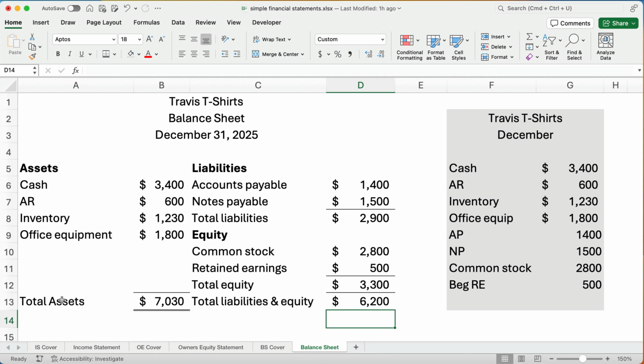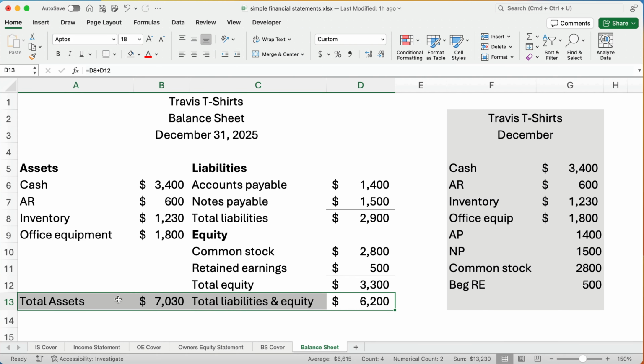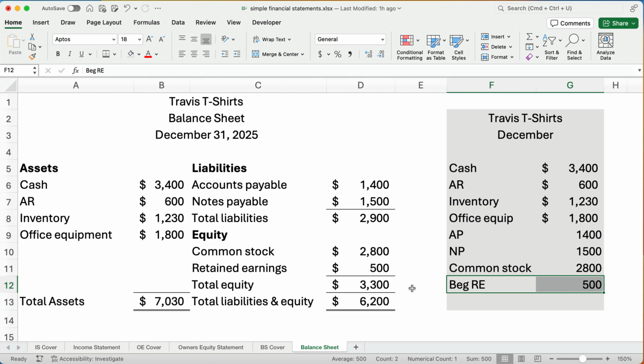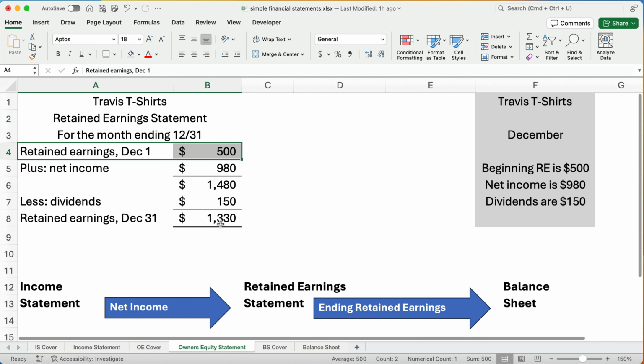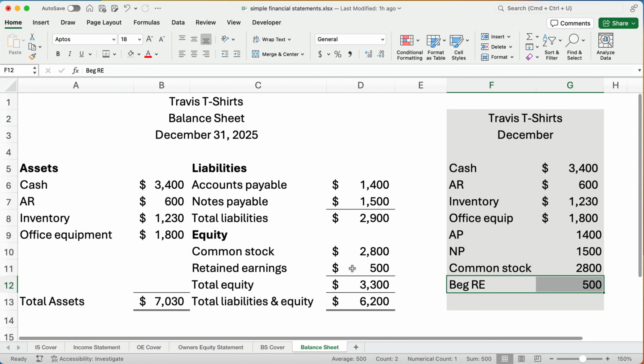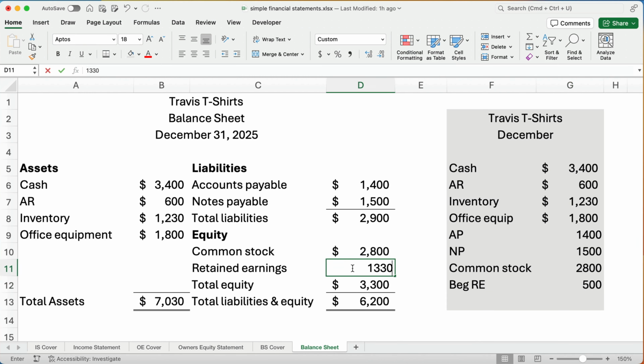Now we know it doesn't equal, so we know we've made a mistake. Now what mistake did we make? Well, we don't want beginning retained earnings, we want the ending retained earnings. In our previous video we did ending retained earnings and we got $1,330. So let's put $1,330 in for the ending retained earnings. And everything updates, and the total liabilities and equity is $7,030, the total assets $7,030. So our balance sheet balances.